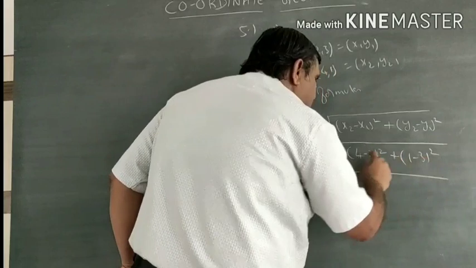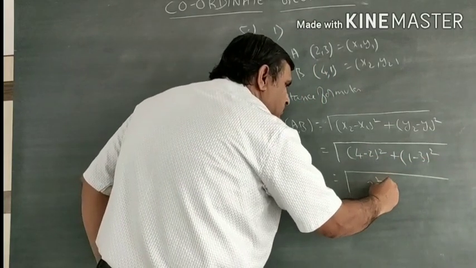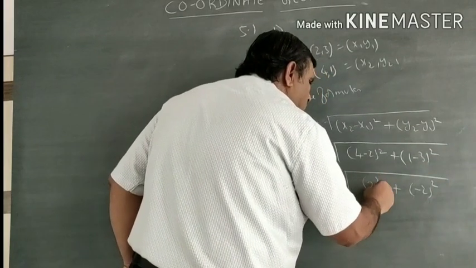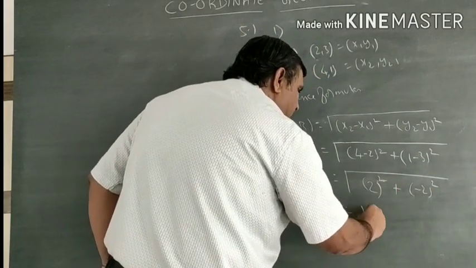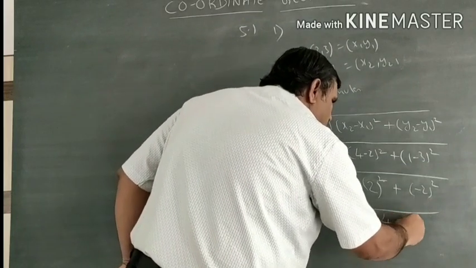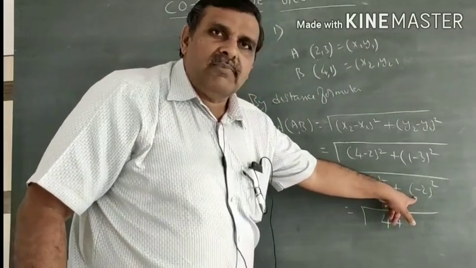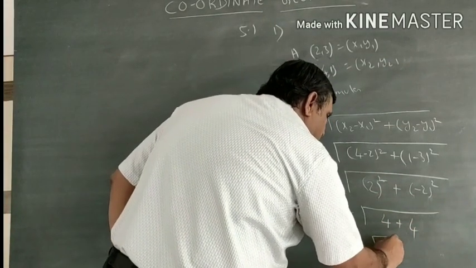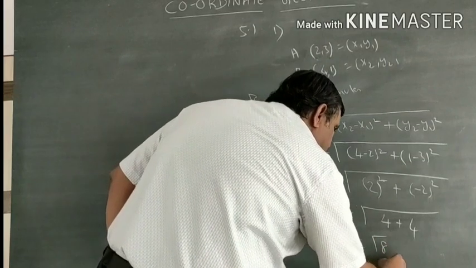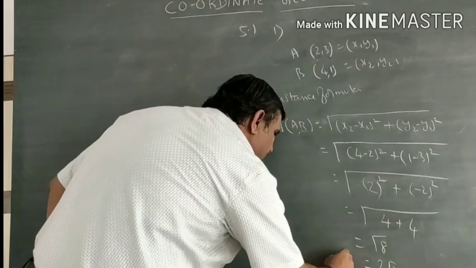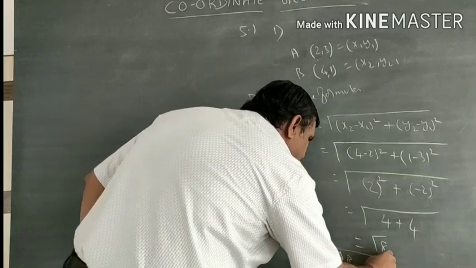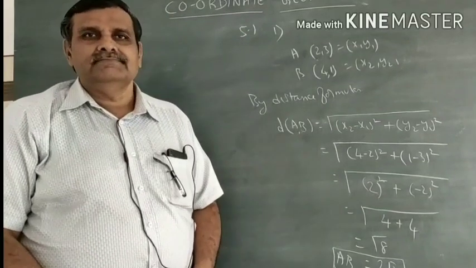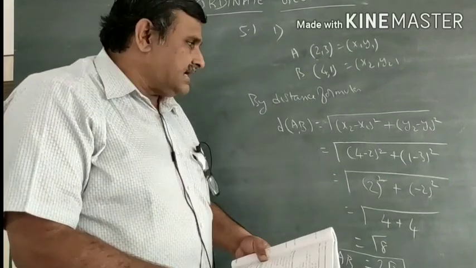Now what is 4 minus 2? 4 minus 2 is 2 square. And what is 1 minus 3? 1 minus 3 is minus 2 square. What is 2 square? 2 square is 4. What is square of minus 2? Square of minus 2 is also plus 4. So what is 4 plus 4? 4 plus 4 is root 8. Root 8 can be written as 2 root 2. So we are getting distance AB is equal to 2 root 2. Simple sum, right? Now take second sum.